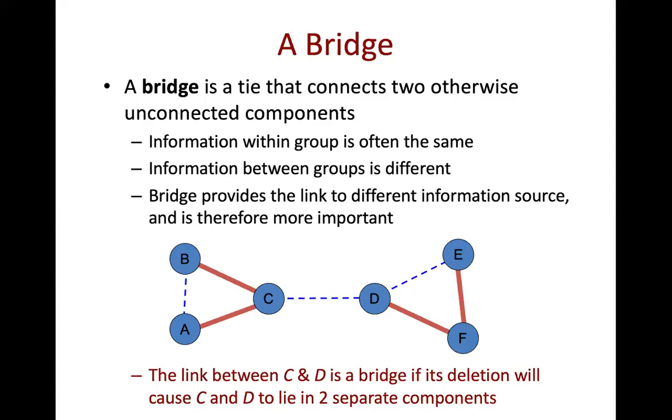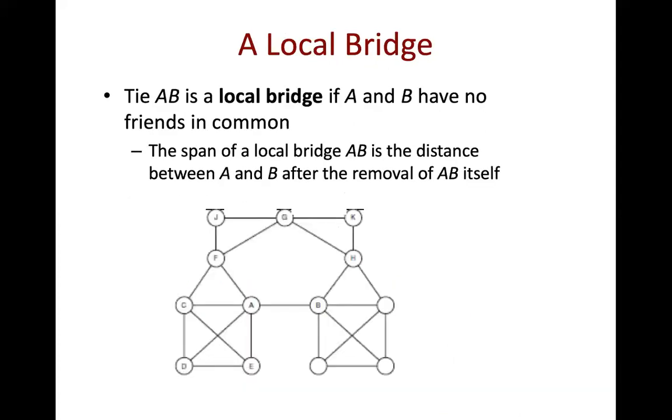The link between C and D is a bridge if its deletion causes C and D to lie in two separate, otherwise disconnected components. Tie AB is a local bridge if A and B have no friends in common. A local bridge is a bridge where the endpoints don't have common friends, but otherwise A and B can still be connected, here through the path A-F, F-G, G-H, H-B. So how do we make this local bridge a global bridge? We would have to remove JGK, so then AB will be the only connection, and there will be two disjoint components on the left and on the right. So AB is a local bridge of span 4.